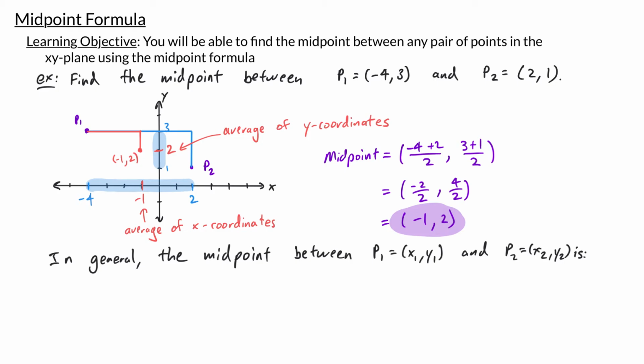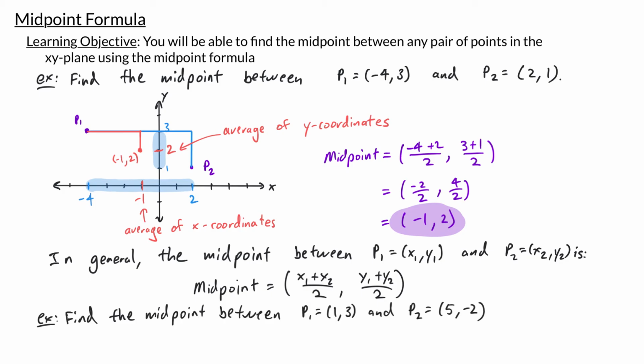Generalizing what we learned from this example, we know that the midpoint between P1 with coordinates x1, y1 and P2 with coordinates x2, y2 is: midpoint equals the average of the x-coordinates, which is (x1 + x2) divided by 2, comma, the average of the y-coordinates, (y1 + y2) divided by 2. So that's the midpoint formula. Let's try to use this formula in an example.